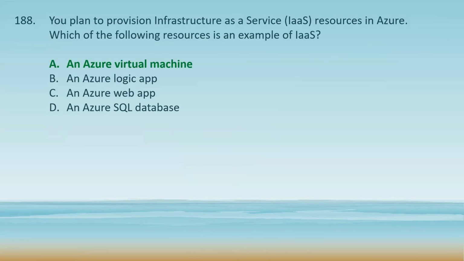Infrastructure as a service provides virtualized computing resources over the internet. In the case of an Azure virtual machine, it allows you to provision virtualized hardware such as CPU, memory, storage, and networking, where you have full control over the operating system and software running on it. This means you are responsible for managing and maintaining the operating system and any applications installed on the virtual machine, similar to how you would manage physical servers in a traditional on-premise data center.